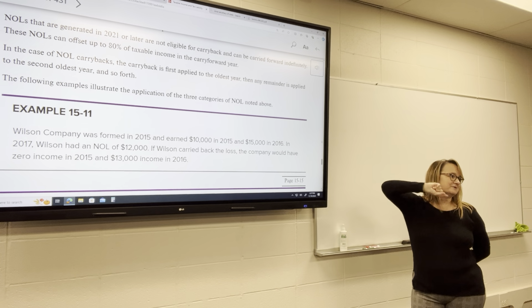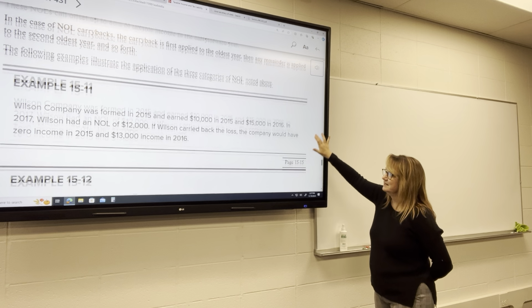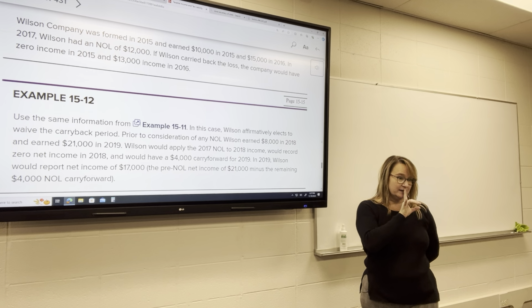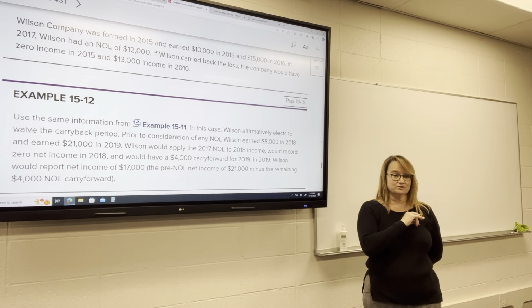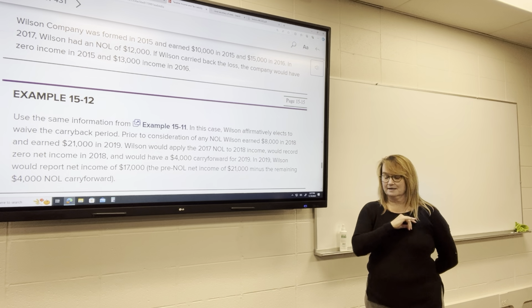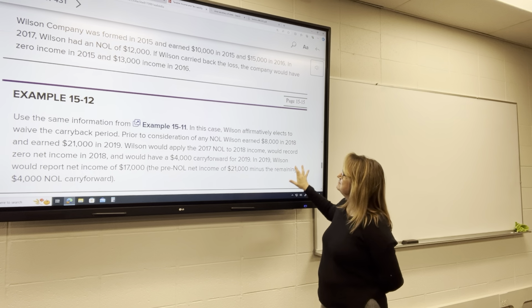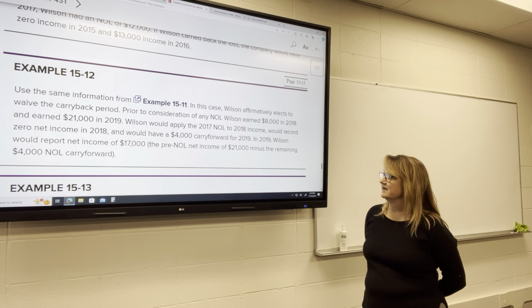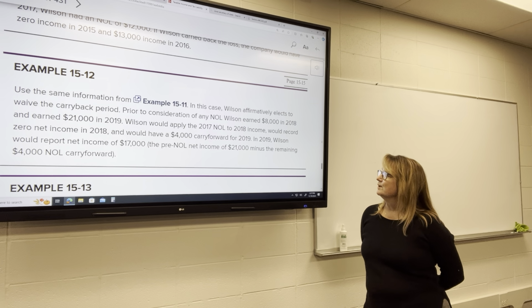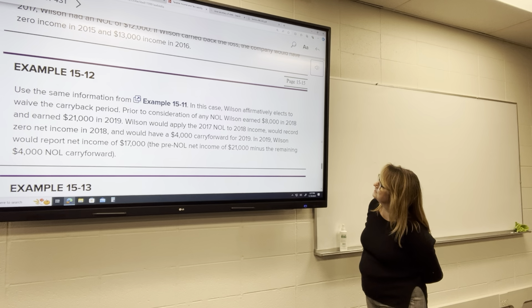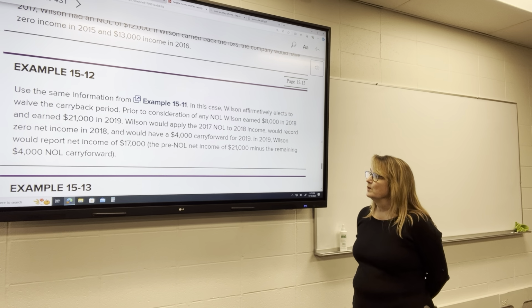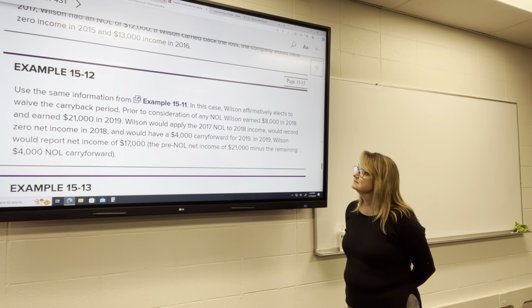But because we've got these different rules, depending upon when the NOL is generated, and by the way, I know you've got homework that has NOLs involved, and you've got to pay attention to the dates, okay? Same information, but they elect to waive the carryback period. Prior to consideration of any NOL, they earned $8,000 in 2018, $21,000 in 2019.